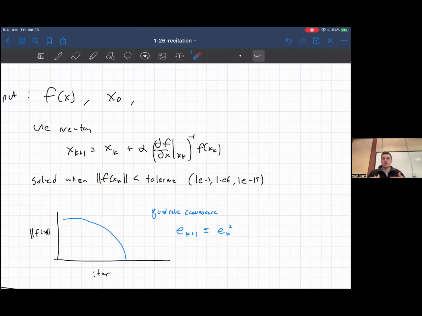So here I'm just saying norm of f less than some tolerance, but maybe it's the L1 norm, maybe it's the infinity norm. There's a bunch of different metrics that are all problem dependent, but we're going to use some criteria to determine when we're close enough to a solution that we can stop using Newton's method.